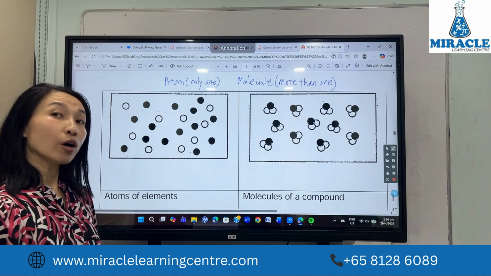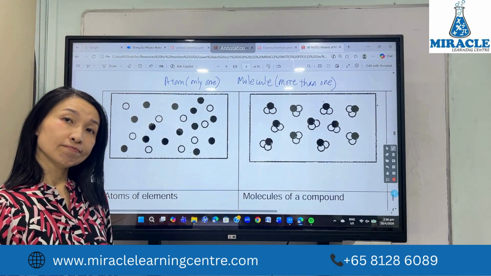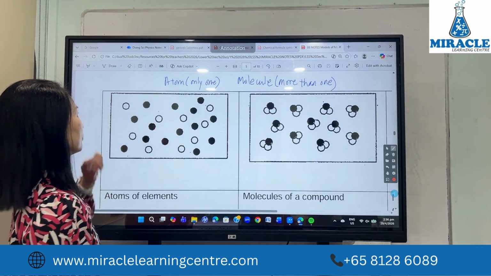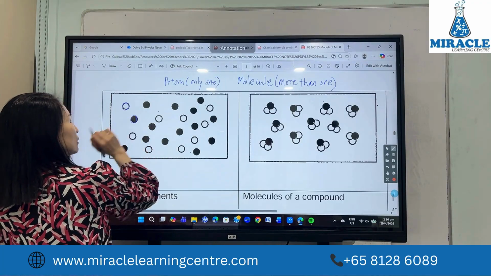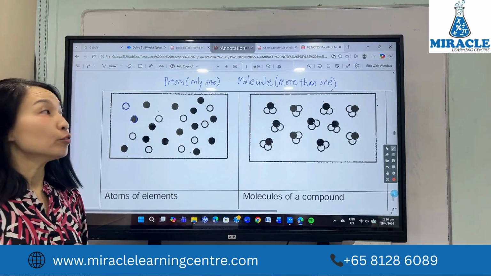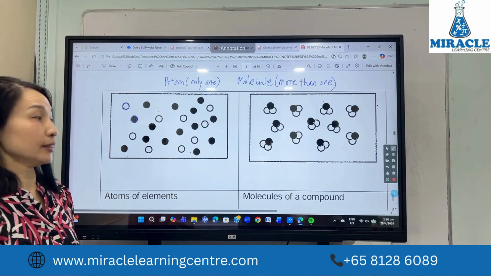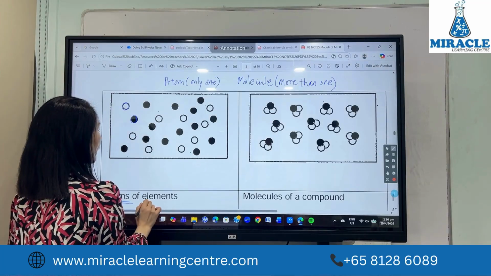Okay, look at this first picture. Is it an atom or a molecule? Yes, you're right. It's an atom, right? So this is an atom. This is also an atom. But this is not colored. This is colored. So they are actually atoms of different elements. Okay? So they are atoms of elements.